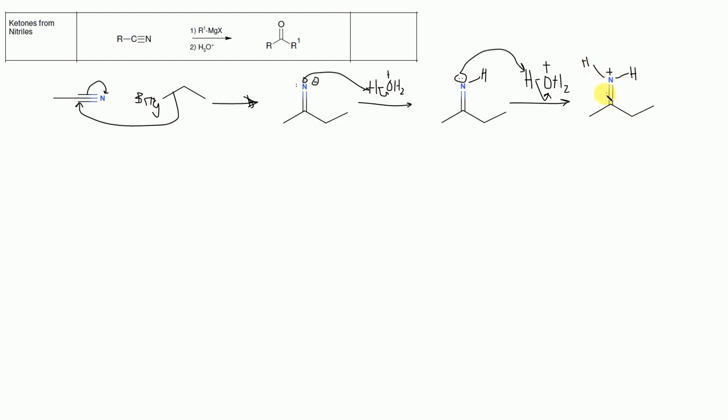Now that the nitrogen has a positive charge, this structure is going to have a much bigger dipole moment than it did before. This carbon right here is going to be very partially positive. So basically I've activated this structure by making this nitrogen positive. I've now made this carbon much more electrophilic. And so now H2O, which is a weak nucleophile and a weak base, is strong enough to come and attack.